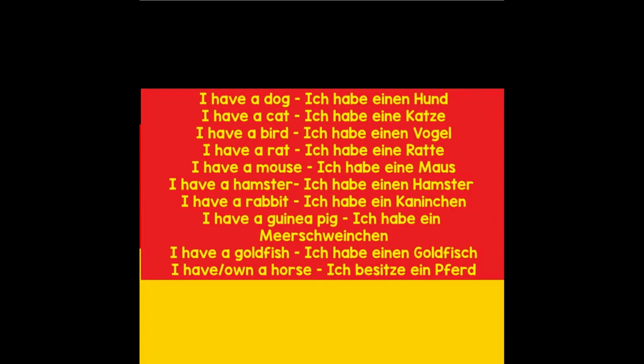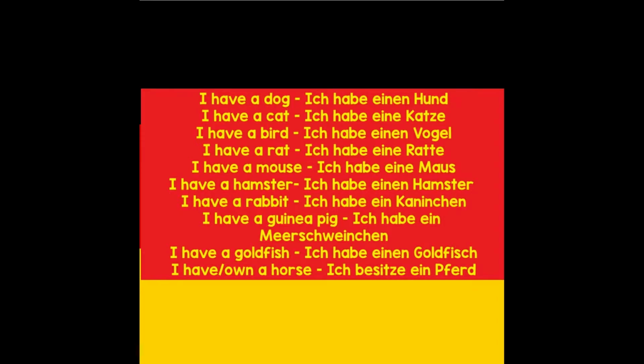If you want to say that you have a cat, it's very similar, except the word for a changes. So it is ich habe eine Katze. Ich habe eine Katze.